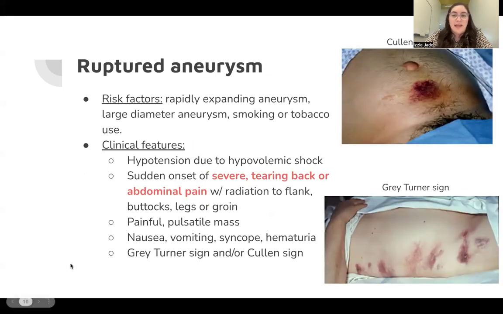Dissected aneurysms can rupture, which we saw with that other picture of the stain. That formation of a hematoma points you to a ruptured aneurysm. And some risk factors for an aneurysm rupturing are if the aneurysm expands really quickly, has a really large diameter, and just gives out. Smoking or tobacco use can all lead to rupturing of the aneurysm.